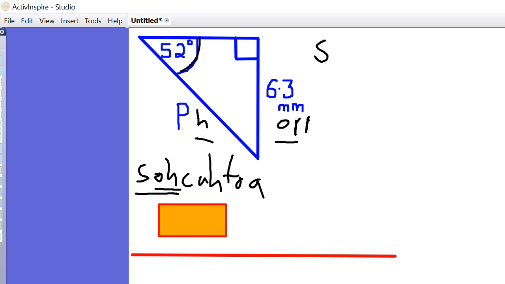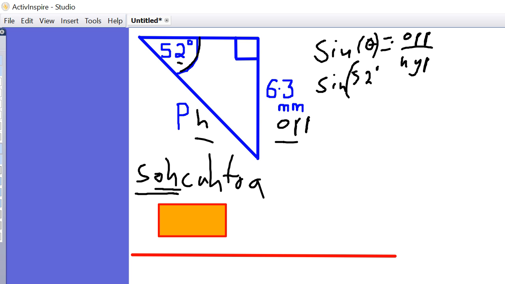So I write sine from some angle equals opposite on hypotenuse. Okay, and now I'm just going to fill in the information I've got. I've got an angle and I've got the opposite side. So I go sine 52 degrees equals opposite, 6.3, on hypotenuse, which I don't know, so I put in the pronumeral p.